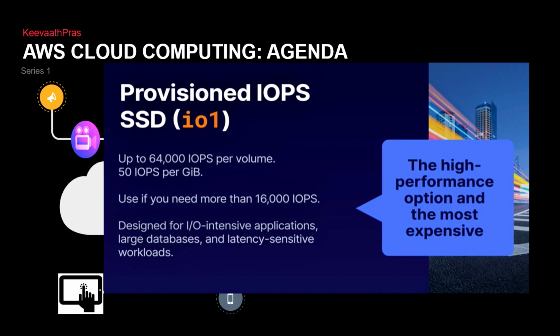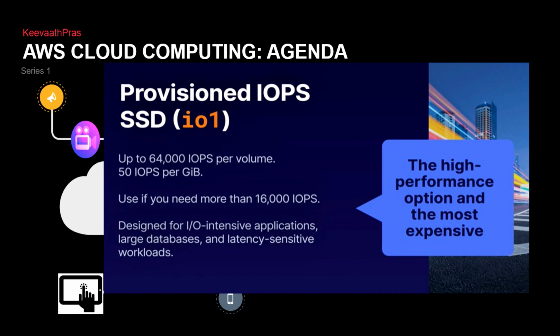Now let's get into the provisioned family, provisioned IOPS, input output per second. This is called IO1. It is up to 64,000. Remember, the first one is 16,000. The second is more than 16,000. This is times 4. The GP3 is 4 times that of GP2, and what is 16 times 4? 64. So that is IO1. It is 64,000 IOPS per volume, 50 IOPS.